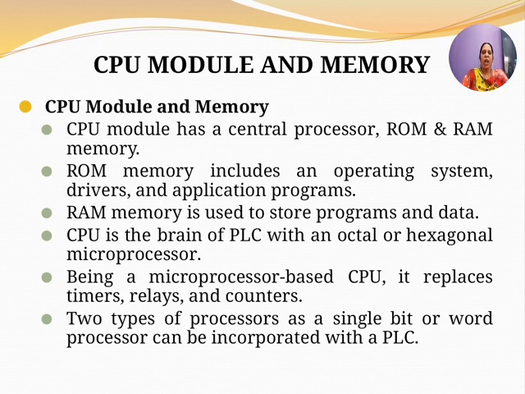So CPU module has the central processor, ROM and RAM memory. ROM memory includes an operating system, drivers and application programs. RAM memory is used to store the programs and the data. CPU is the brain of the PLC with an octal or hexagonal microprocessor. Being a microprocessor based CPU, it replaces timers, relays and counters. Two types of processors, a single bit or word processor, can be incorporated with the PLC.